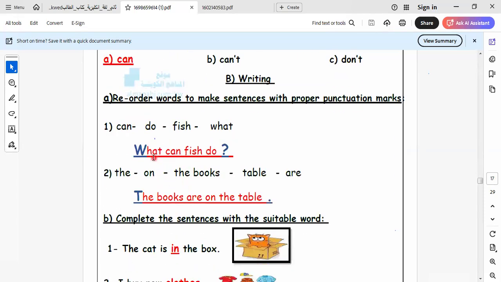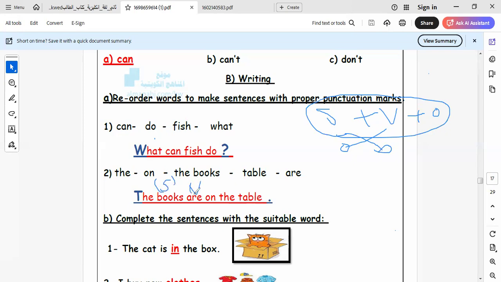Here is rearrange also. Here we say, as we told you before, subject plus verb plus object. I would like to write this rule when we answer this question, because it helps you to answer the question. When I make a question form, I replace the verb instead of subject like this. What can fish do? The books are on. Here is subject, verb, and object.